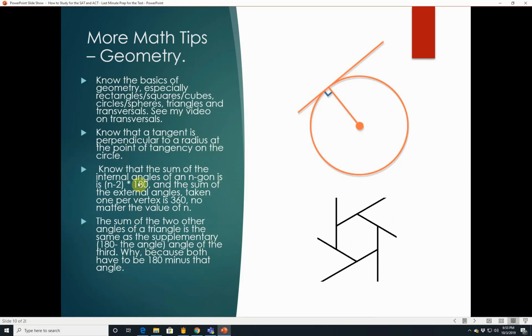All right. So the sum of the two other angles of a triangle is the same as the supplementary angle, that is 180 minus the angle of the third. Why? Because the other two angles have to add up to 180 minus that angle, and obviously the supplementary angle is by definition 180 minus that angle.